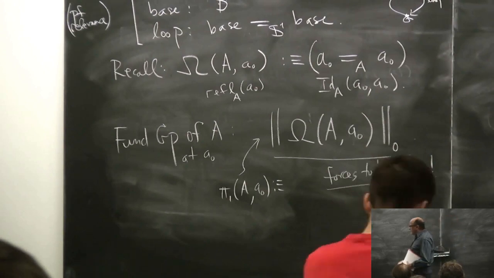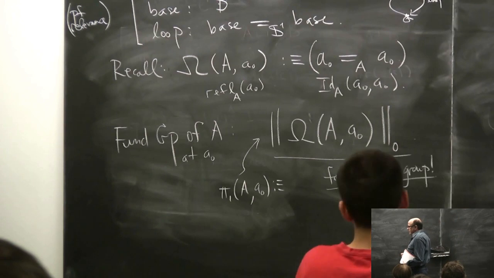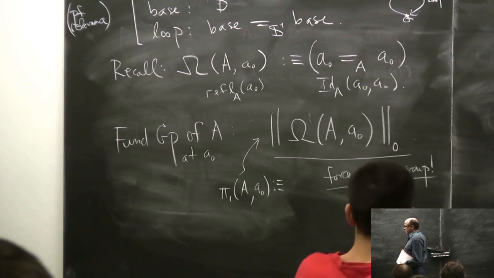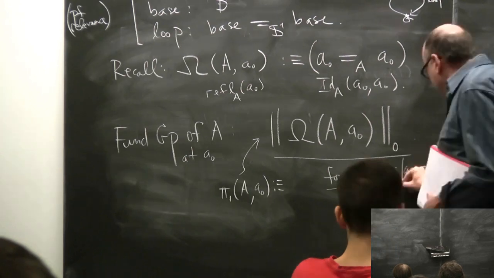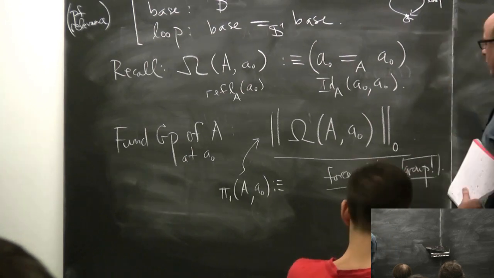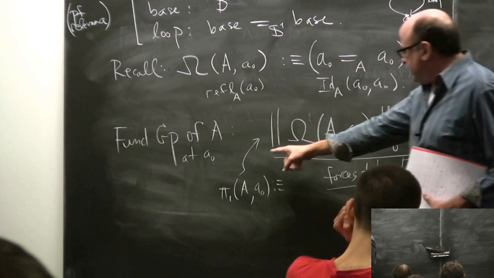So if you want to reproduce what is typically done, like the definition of the fundamental group, for it to be a group, okay, we want the whole thing to be a set, so we truncate it, okay?